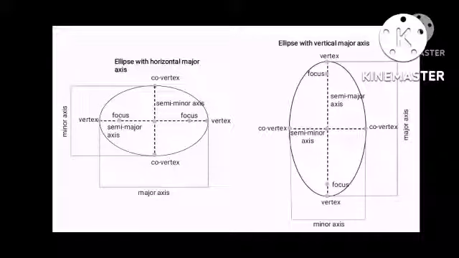From the vertex to the center point is the semi-major axis, so the measure of that is a. And also, we have the semi-minor axis, half the measure of our minor axis. From the co-vertex to the center point, that is the semi-minor axis, or b. And c is the distance from the center going to the foci or focus. So, those are the mathematical terms that you are going to encounter in an ellipse.